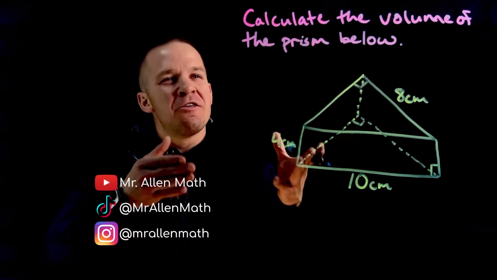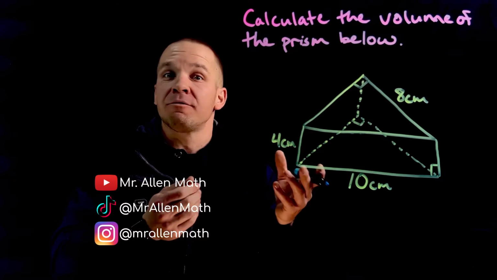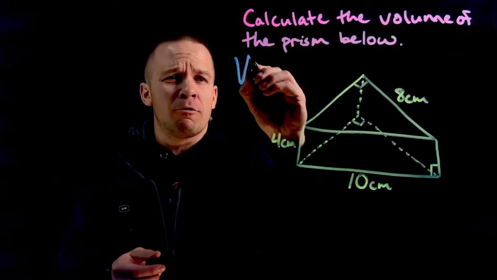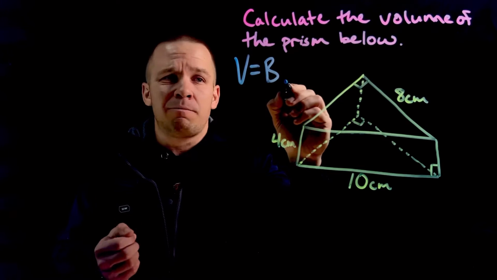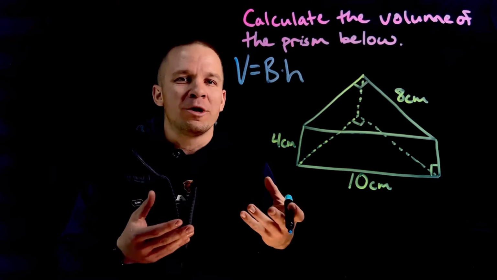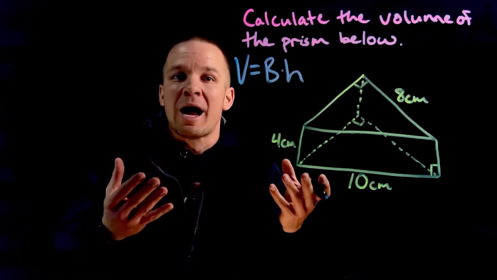We're about to calculate the volume of this prism below. Looks like a block of cheese or something like that, right? Now, the volume formula for a prism is actually pretty straightforward. It's just the area of the base, big B, multiplied by my height. But the trick often is, which one's which? What is my base? What's my height here?